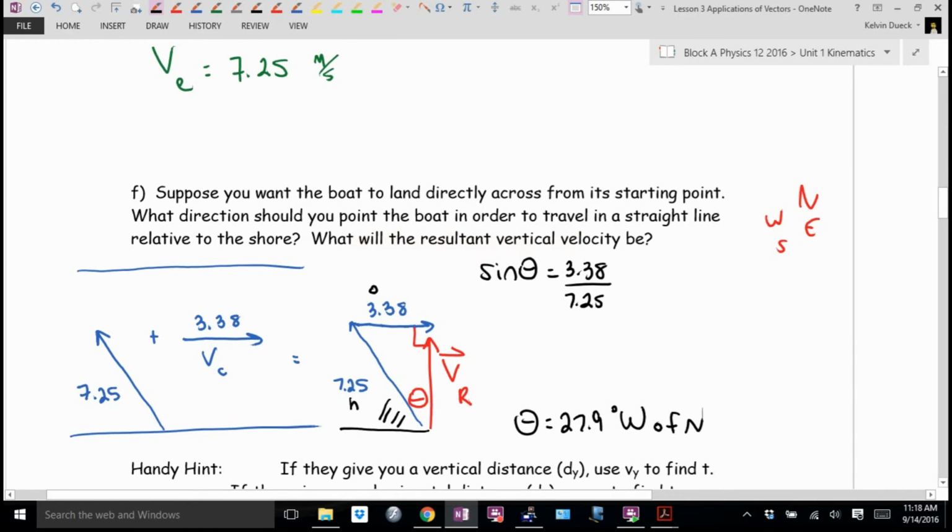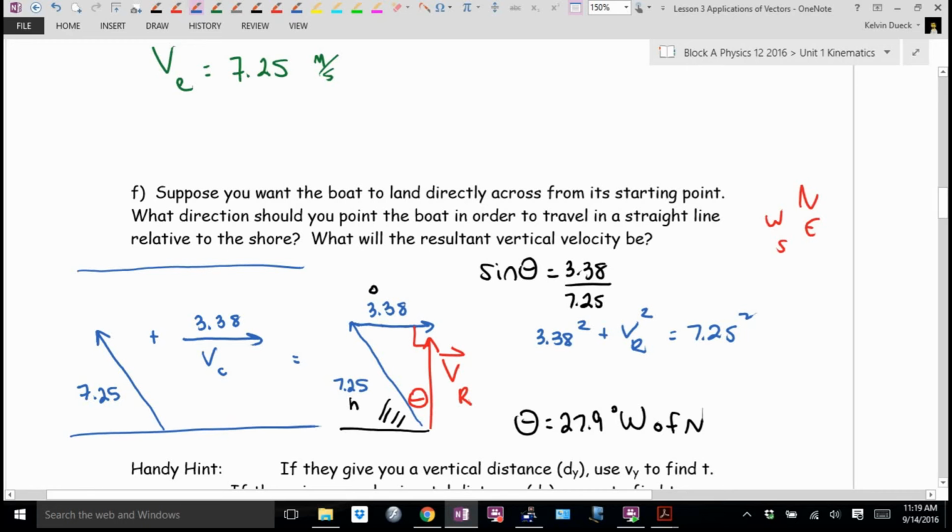Question, what will the resultant vertical velocity be? I can tell you its direction, 27.9 degrees west of north. What about its magnitude? How can I find that? It's Pythagoras, but I have to be careful because I'm not finding a hypotenuse. I think it's going to end up becoming 7.25 squared plus mystery velocity squared equals, sorry, let's try that again, Mr. Duick. I botched that totally. 3.38 squared plus mystery velocity squared equals hypotenuse squared.